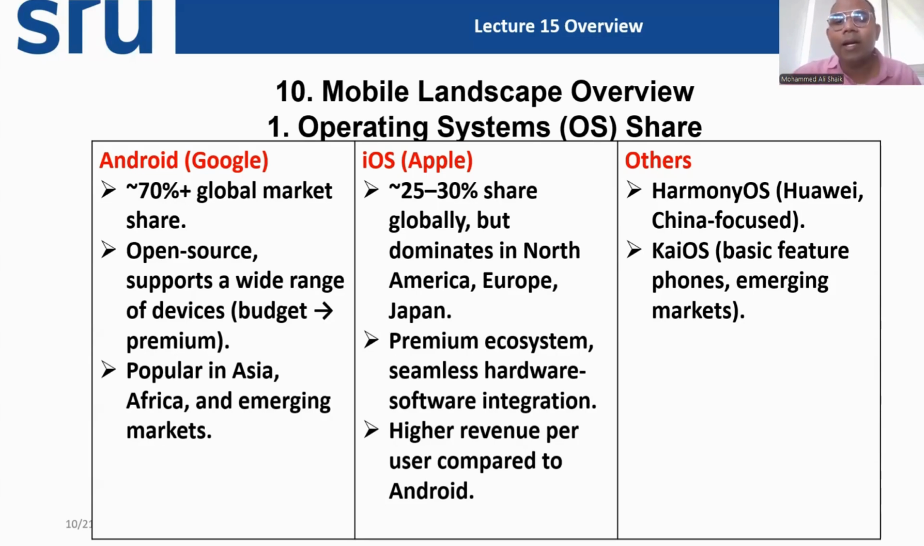Android has 72 to 75% of the global market share, whereas iOS has only 24 to 27%, which is more dominant in North America as well as in Europe. Other OSs are negligible, like Harmony OS or KaiOS. When we discuss this kind of thing, developers often launch an Android-first application, because of its wider user base.